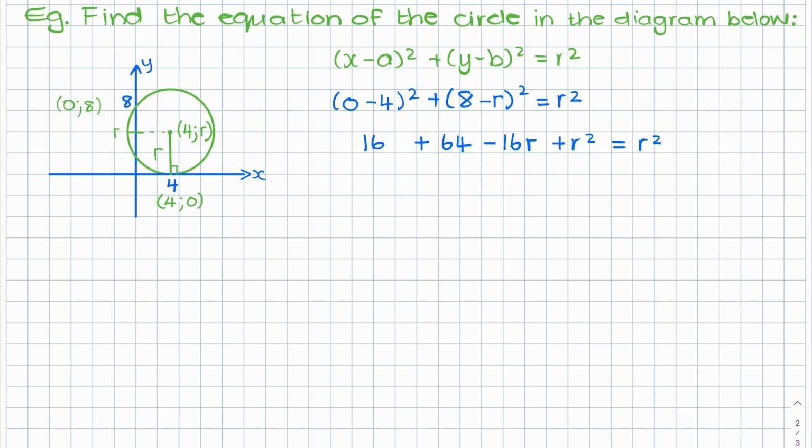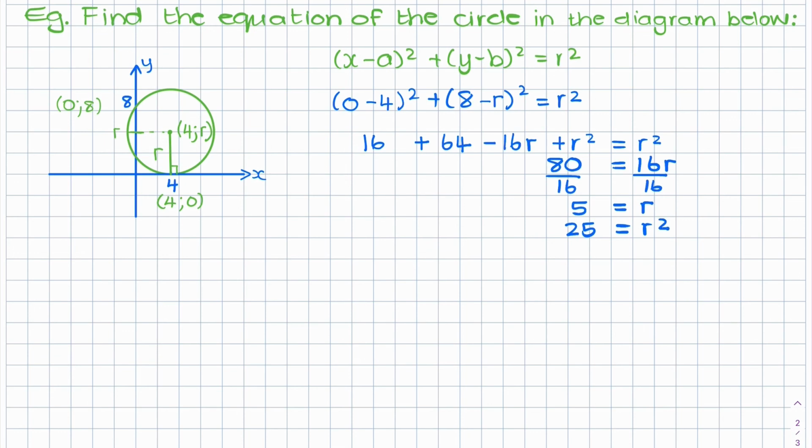Now we can solve for r. This r squared and this r squared will end up cancelling out, and so we end up manipulating the equation so that we have our numbers add up to 80, and we can add 16r to both sides so that we can get 80 equals 16r. Then we can divide both sides by 16 to get r on its own, and we end up with r equal to 5. And we know now that r squared will be equal to 25.